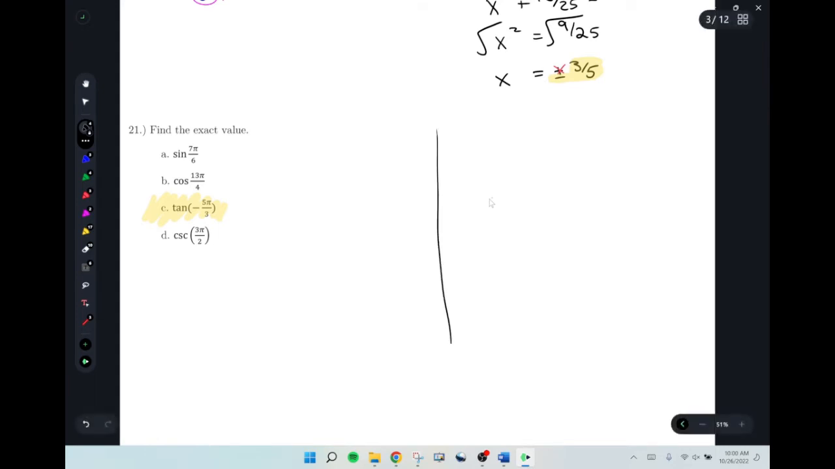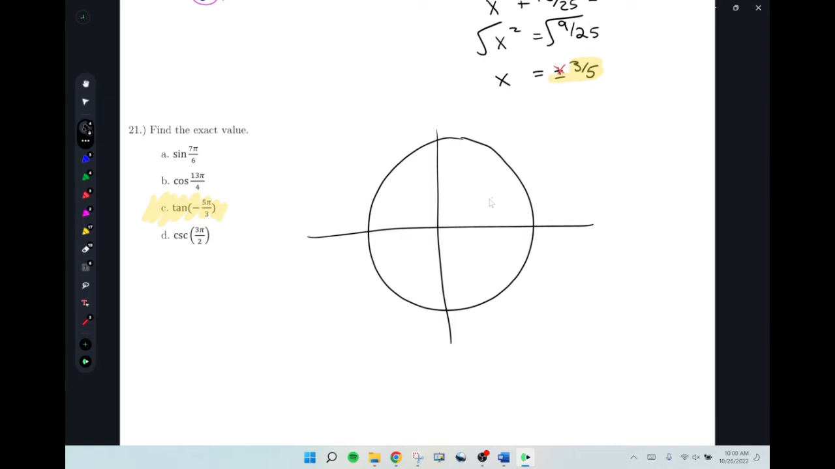Find the exact value of C. This is why I said you just have to know your dang unit circle. There's no shortcut here. So, here we go. I'm drawing the unit circle, a big circle around it. I have to go negative 5 pi over 3. Everybody works on this in different ways, and you think it through whichever way works for you. Here's the way my brain works through it.